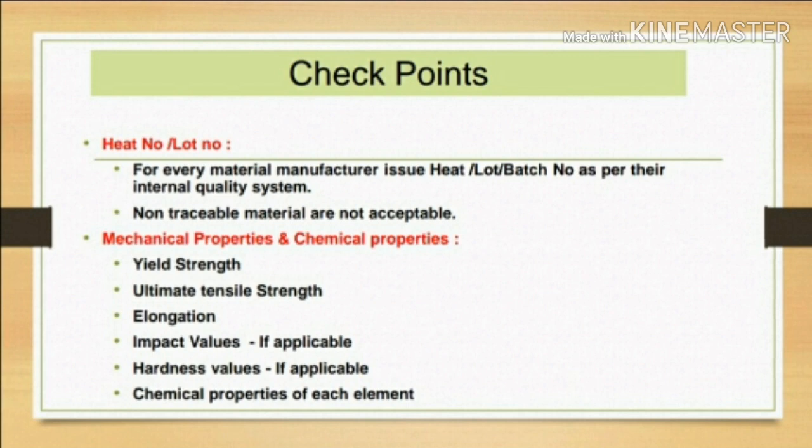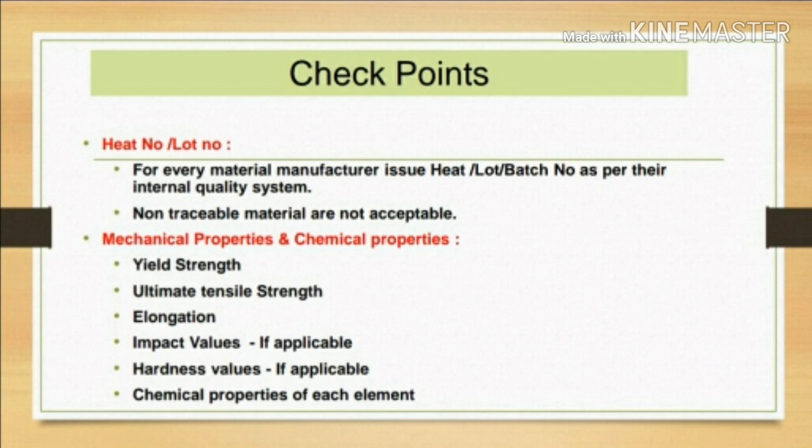So the next checkpoint is mechanical properties and chemical properties. These properties are mentioned in the MTC and we have to review them with respect to the material specification. In the material specification, the required parameters are given. So whatever the observed parameter in the MTC, we have to correlate with the material specification. In mechanical properties, generally yield strength, ultimate tensile strength, elongation, then impact values wherever applicable, hardness values wherever applicable, and chemical properties of each element in the MTC we have to review.